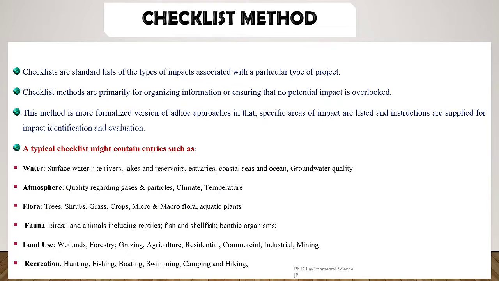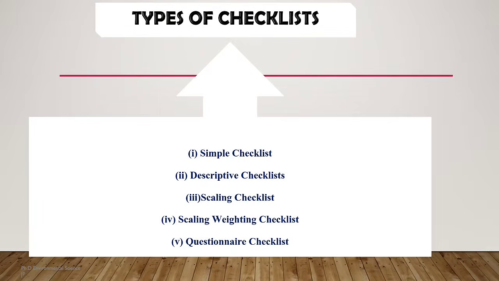Likewise, atmosphere means how level of gases and particles will change in air quality, then how climate patterns will change, how temperature variations will occur. Likewise, other entries are also there. There are 5 different types of checklists. First is simple checklist, second is descriptive checklist, third is scaling, fourth is scaling weighing checklist, and fifth is questionnaire checklist.